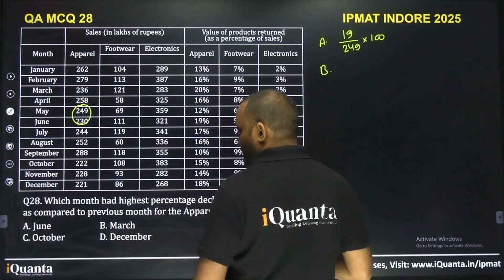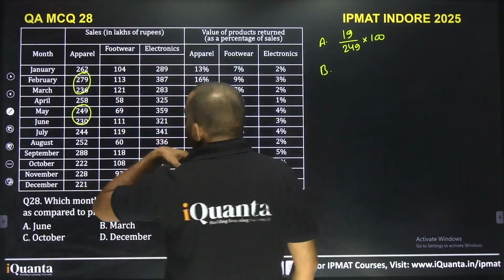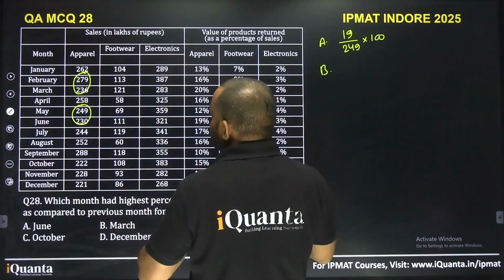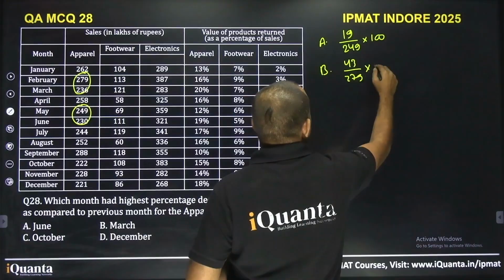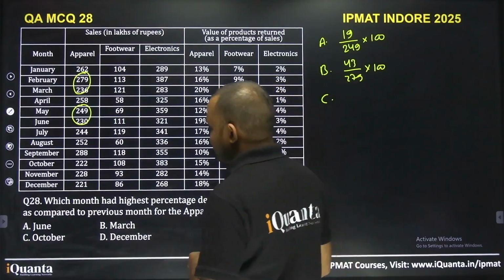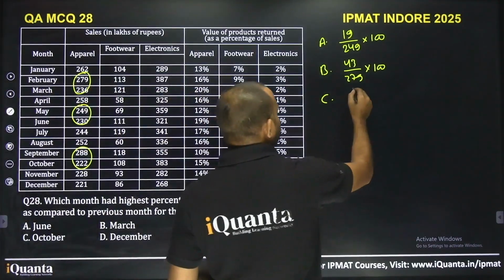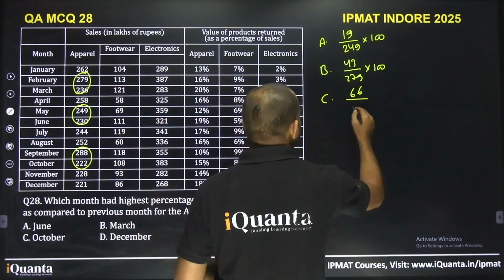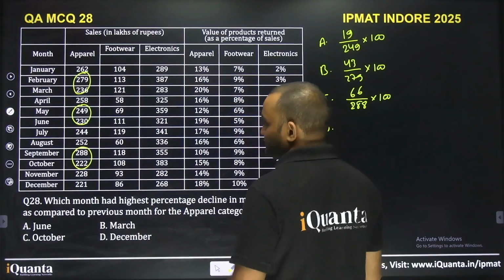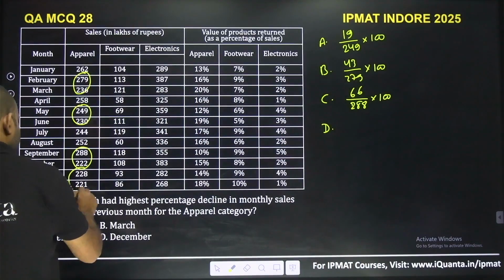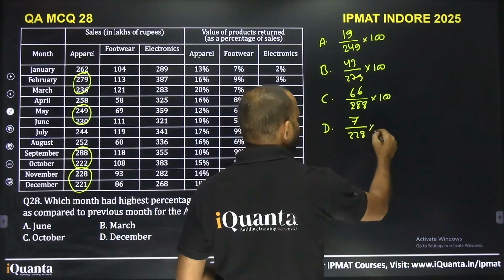In case of B, we need to check for March. So decline from February, the difference is 79 minus 36, which is nothing but 43. 43 upon 279 into 100. In case of C, October, we will have to check with respect to September. The difference is 66 divided by 288 into 100. Option D, December with respect to November. The difference is 7 out of 228 into 100.